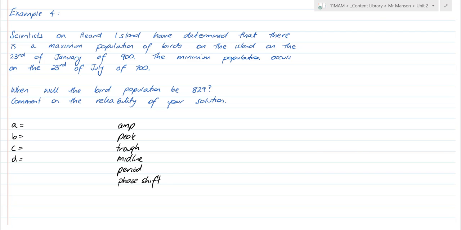So, from that context, can anybody tell me any of these values? There's six of them there. Reggie? The peak is 900. The peak is 900. Excellent. Can anybody tell me another one, Chris? Amplitude 100. Say it again, sorry. Amplitude 100. A is 100. Thank you.